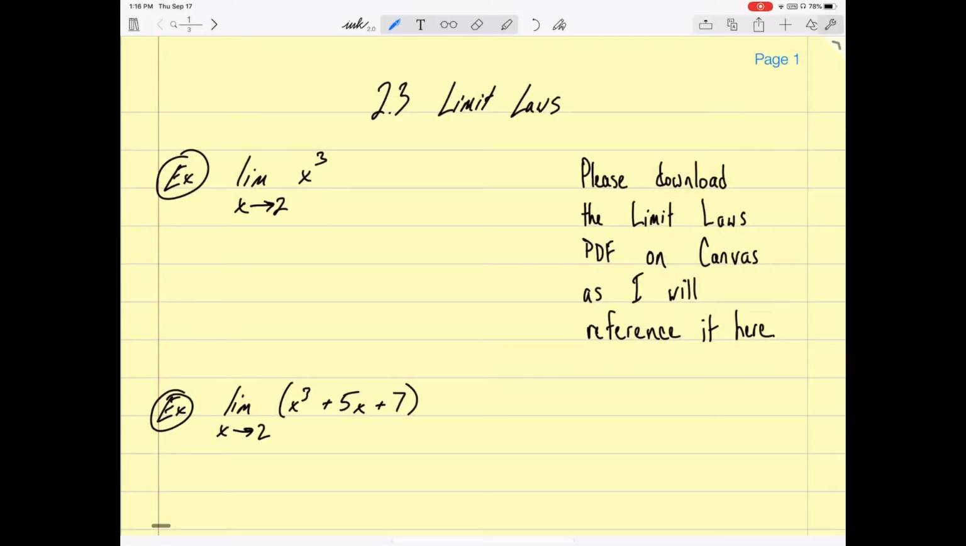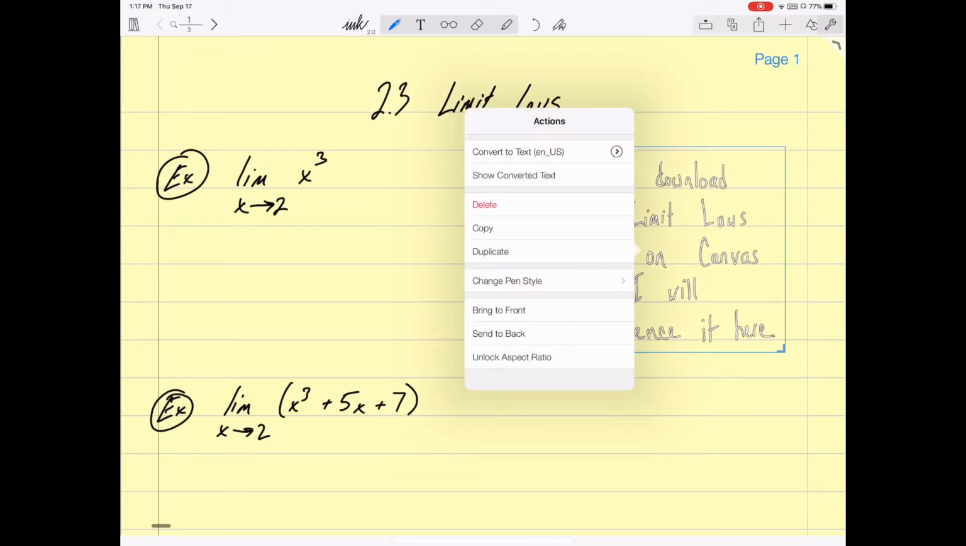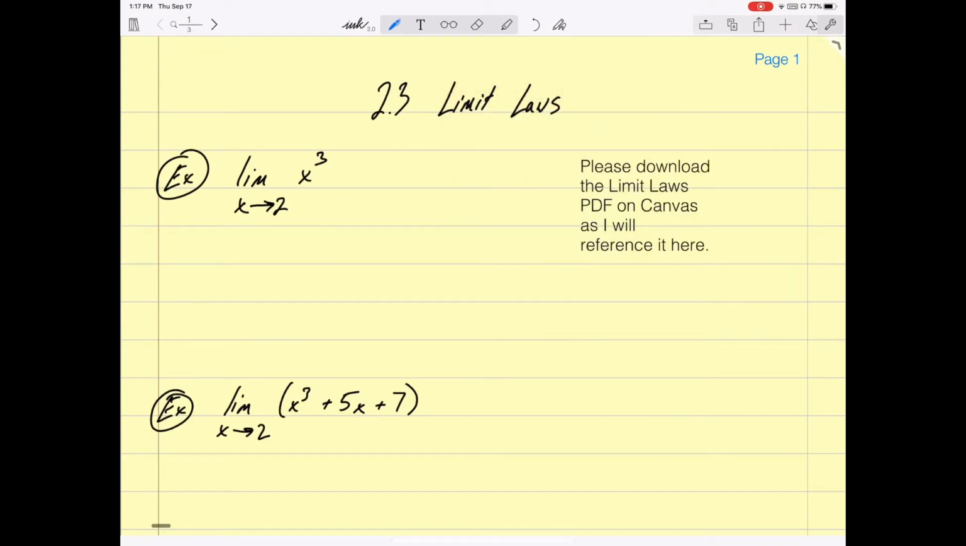Today we're going to look at limit laws. This is in section 2.3 of the textbook. Please download the limit laws PDF on Canvas, and I will reference that throughout this. So when I say this is limit law number 6, it's just numbered 6 on that sheet.